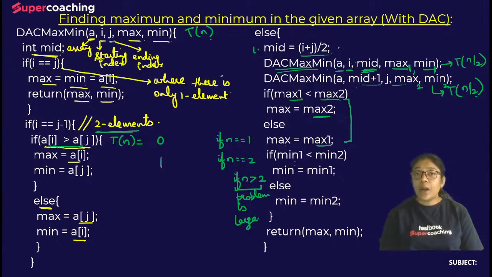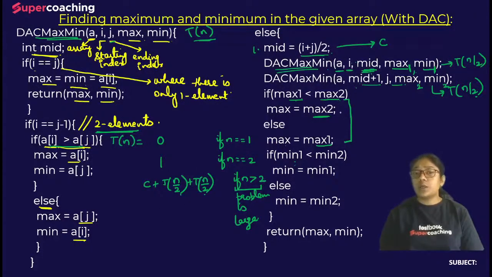So in the else part, first of all, we are taking the constant time to find the mid of the problem, constant time. After that, we are making the same function call. पहले हमने n elements पे apply की थी. Now in first part, we have n by 2 elements. After that, n by 2 elements. This is to divide the problem.